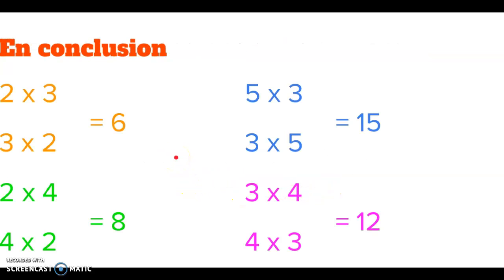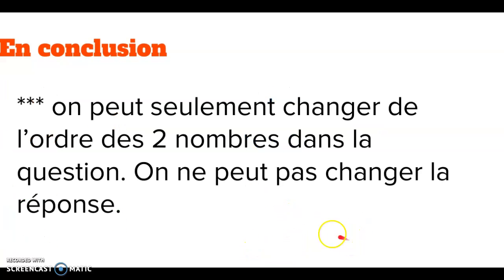So, in conclusion, you can change the order of the first two numbers. 2 times 3, same thing as 3 times 2, they both equal 6. 2 times 4 equals 8, 4 times 2 also equals 8. 5 times 3 is the same thing as 3 times 5, they both equal 15. 3 times 4 equals 12, and 4 times 3 equals 12.